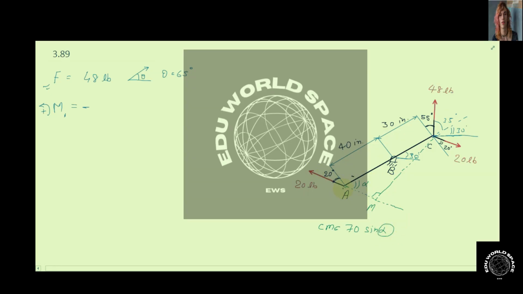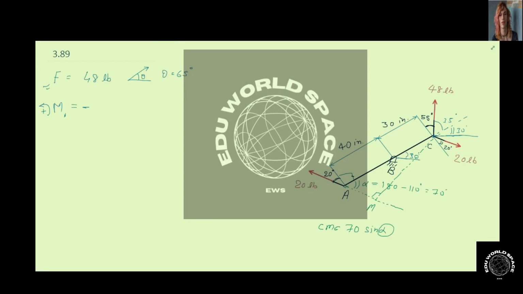Since this entire line is collinear, this entire angle will be 180 degree. This angle is already known, 20 degree, and this is a perpendicular line. So this is causing 90 plus 20, 110 degree. So alpha will be 180 minus 110 degree, which comes out to be 70 degree. So the perpendicular distance is known.